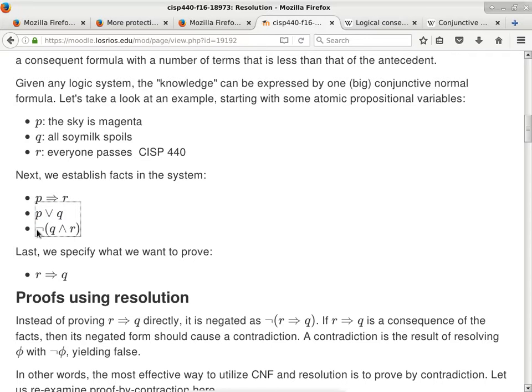And then the last one, we also know this to be true as well: it is not the case that Q and R. Q is all soy milk spoils, and R is everybody passes CISP440. Those two things cannot both be true at the same time. Don't ask me why, it's just something we are given. So these things are now in our iota, because these things are known to be true, and we just know these things to be true.